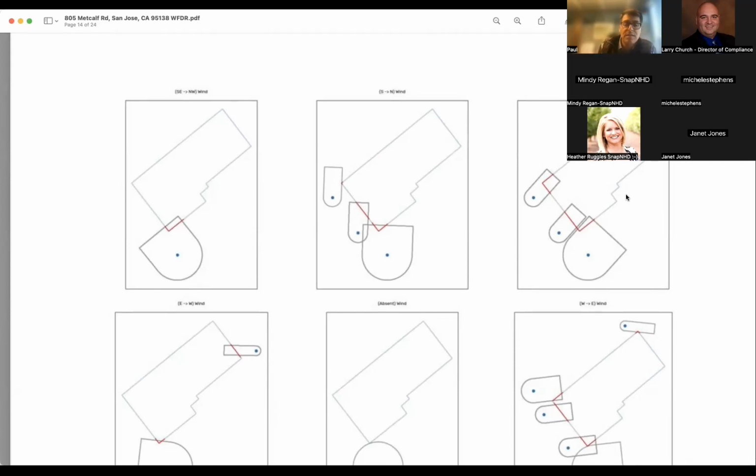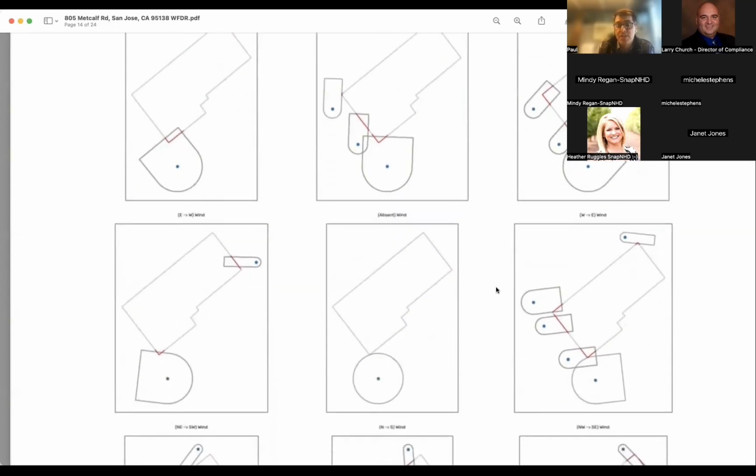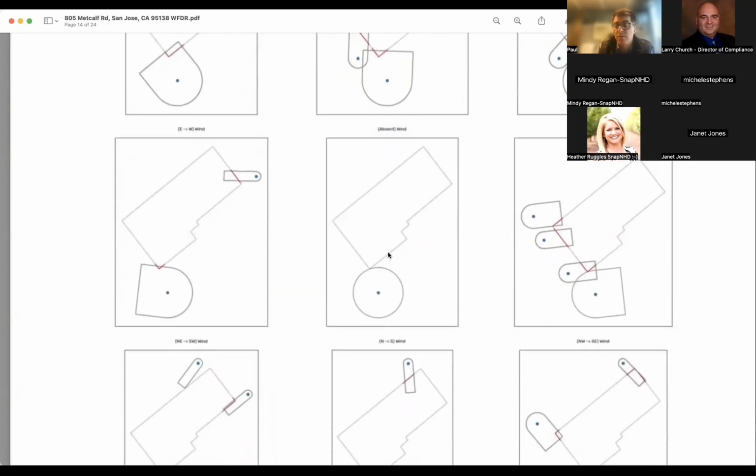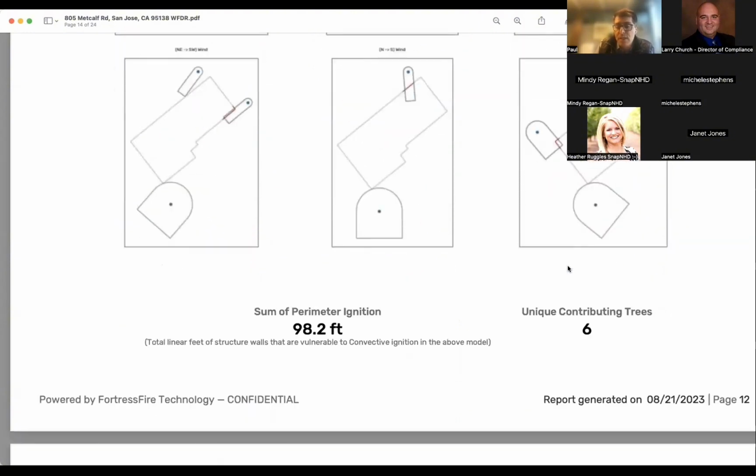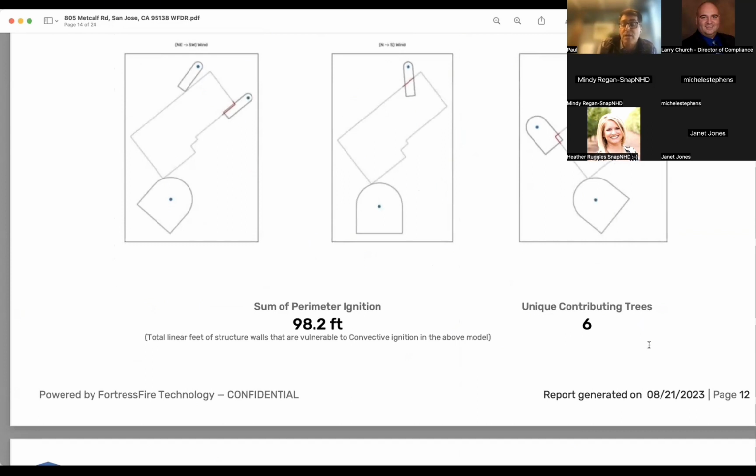What our system does is it understands the lowest threshold of the structure and calculates the likelihood of ignition based off that weakest point of the structure where the flame touch is going to intersect with the house. And you can see as you look at the different wind directions, when you go from a straight wind from the west to the east, you actually get a couple more trees that cause ignition. But what you see here is that there are 6 contributing trees that are close enough to the structure to cause convective heat failure.